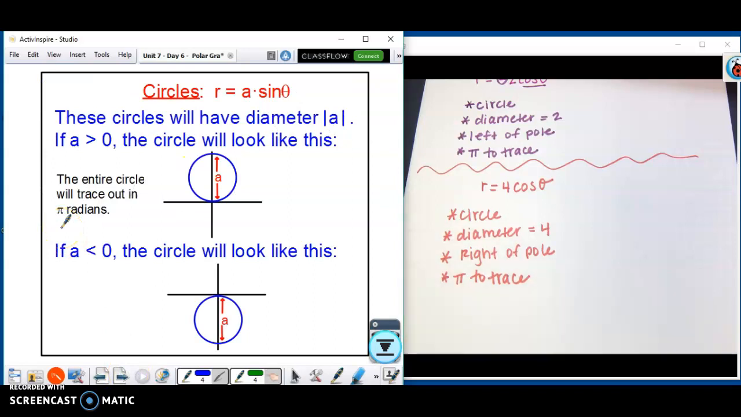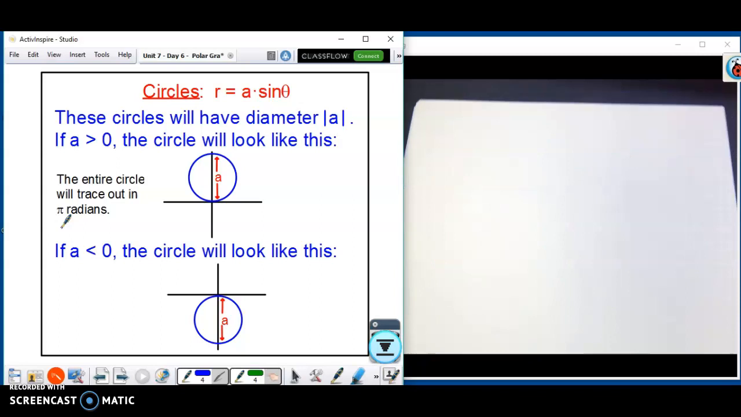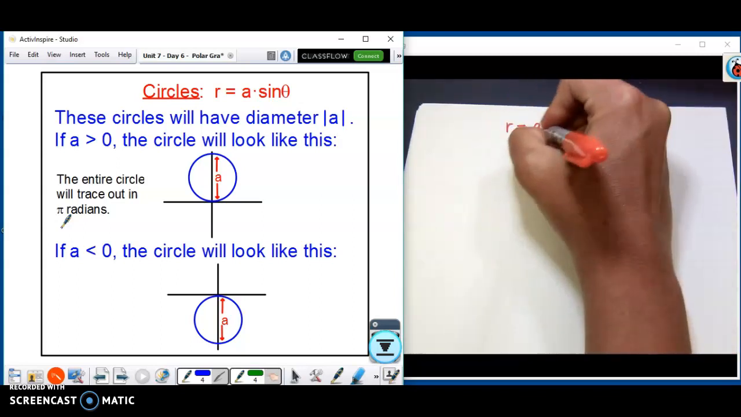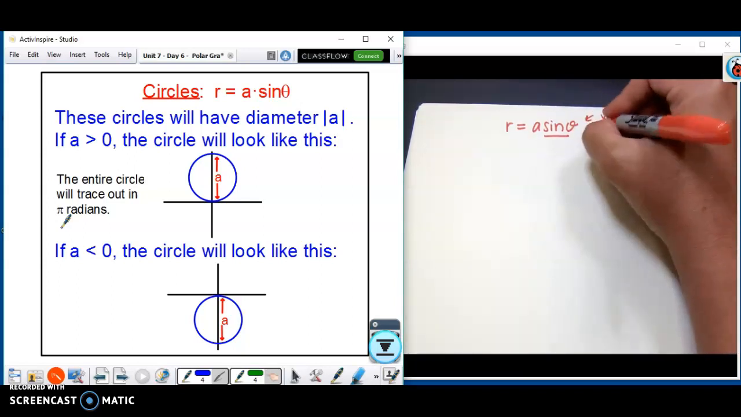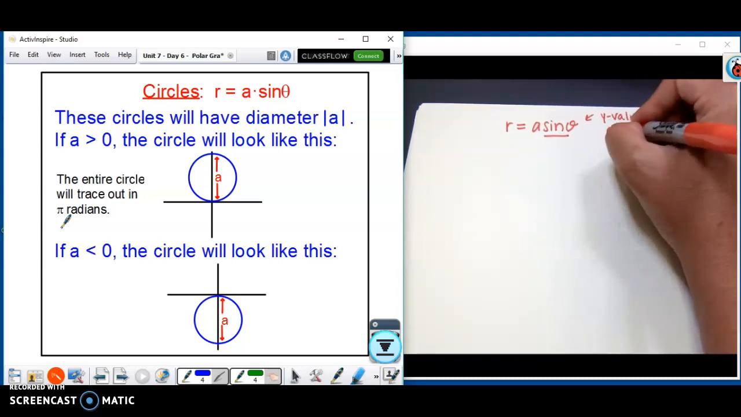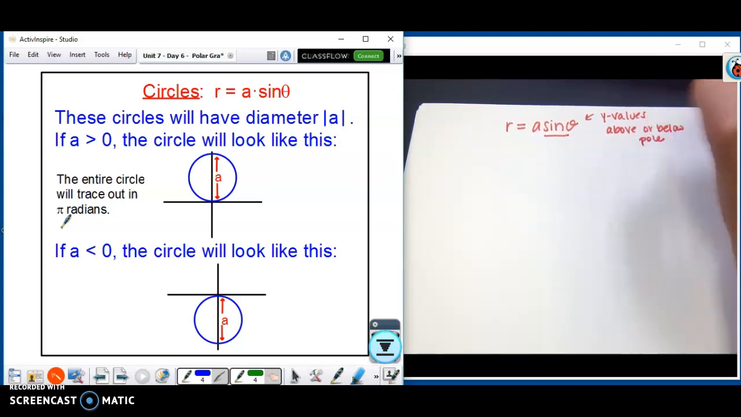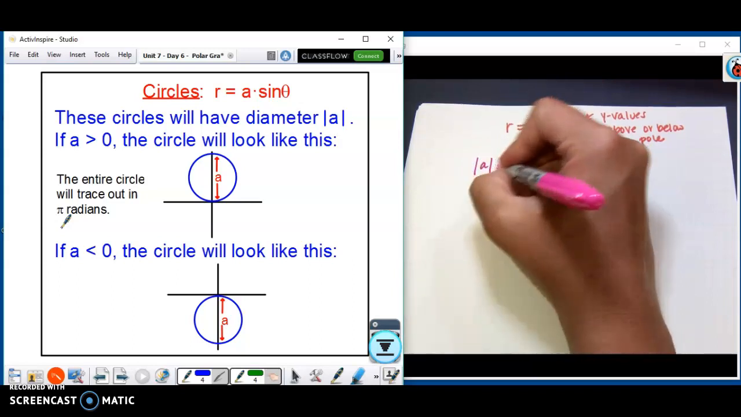So now, our last equation type for circles is if we have r equals a sine theta. So we know that sine goes with the y values. So that means this is either going to be above or below the pole. Instead of left or right, it's going to be above or below, because that would be moving up or down for the y values. So, once again, the absolute value of this a is your diameter.